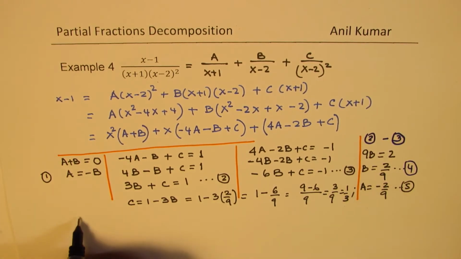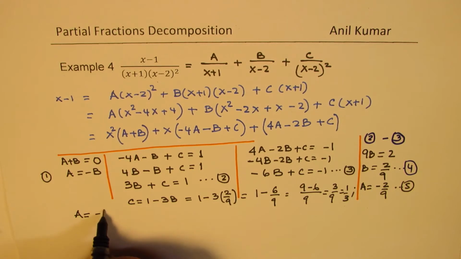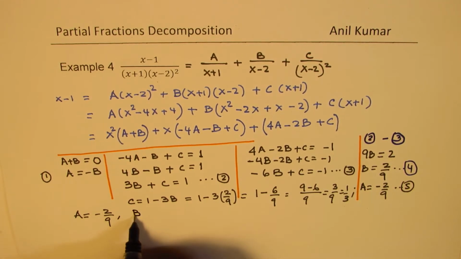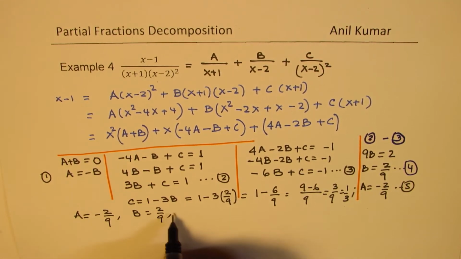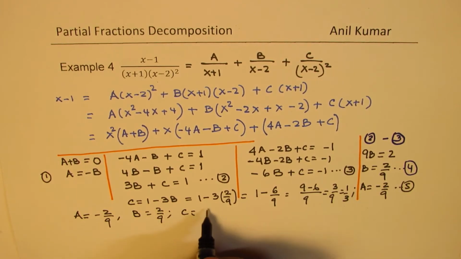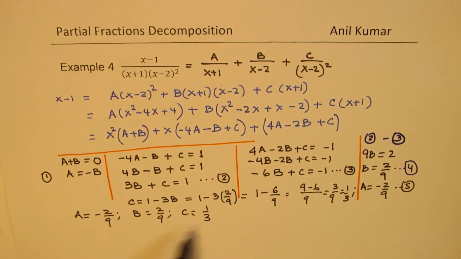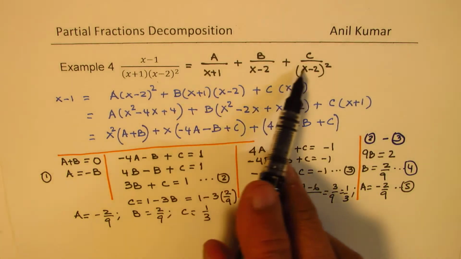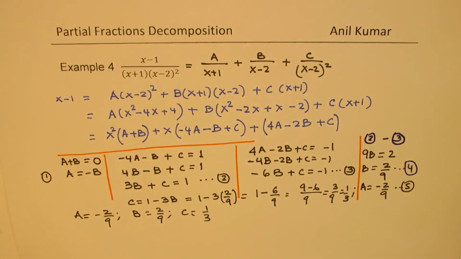So we get the value of c as 1 over 3. So we have all the three values. We have a equals minus 2 over 9. We have b equals 2 over 9. And we have c equals 1 over 3, correct? With these values substituted there, we know our partial fraction, correct?